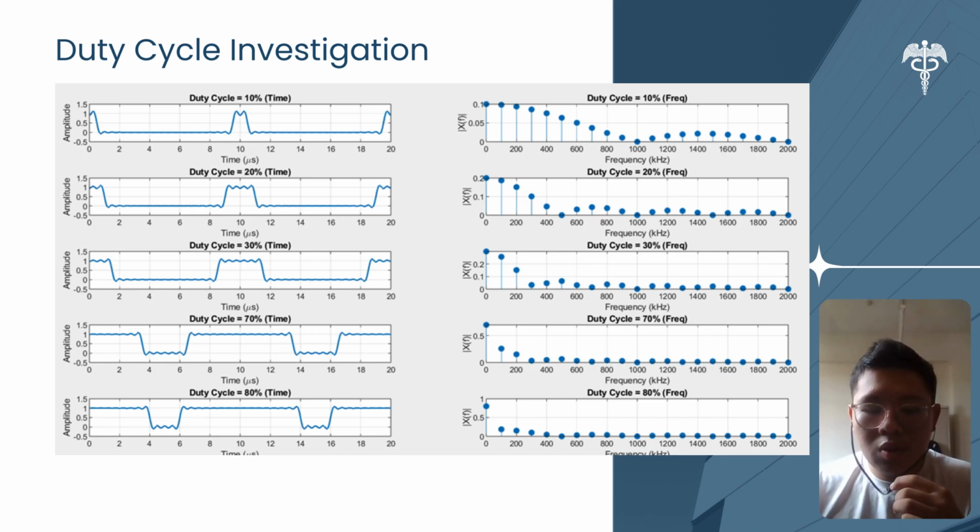The more interesting result is on the right, the frequency domain. Notice how the spectrum changes for the narrow pulse. Like the 10% duty cycle at the top, the energy is spread out very widely across the frequency. But for the wider pulse, like the 80% duty cycle at the bottom, the energy becomes much more concentrated near the DC component. This is the key principle: changing a signal property in the time domain has a predictable and significant effect on its frequency domain characteristics.